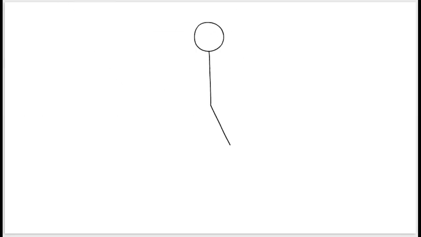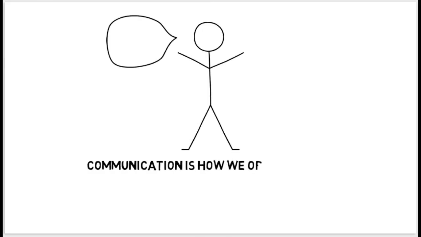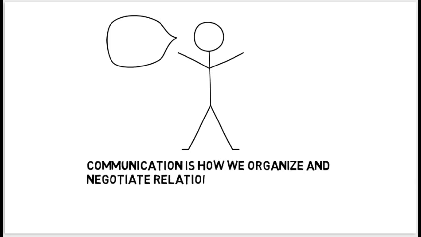The final assumption is that communication is how we organize and negotiate relational contradictions. Simply put, we don't like tension and we achieve unity with others by communicating with them.